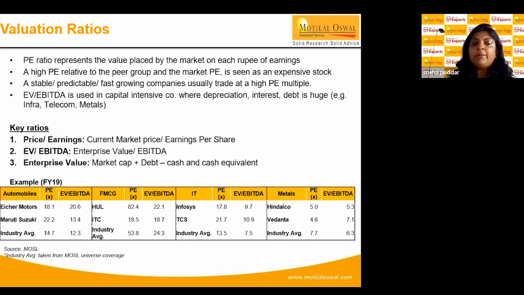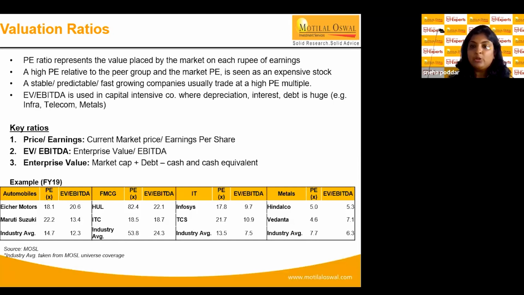Another valuation is EV by EBITDA. Now, EV by EBITDA is nothing but enterprise value by EBITDA, or operating profit. Enterprise value is nothing but market cap plus debt minus the cash in the books. This is, for example, if the company has to liquidate today, or is getting acquired today, what is the overall value the market is ready to give to that company? What valuation would the company fetch?